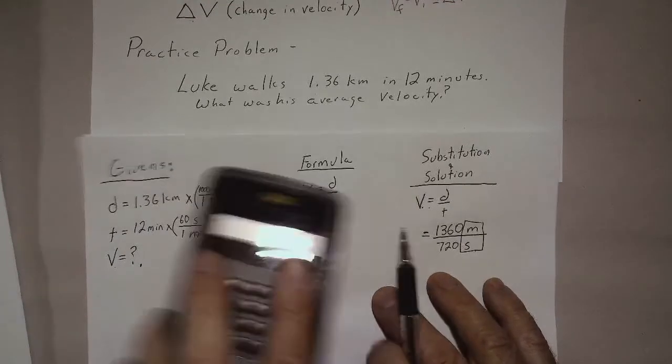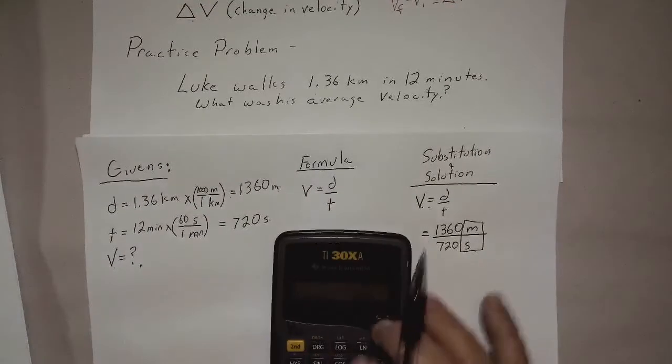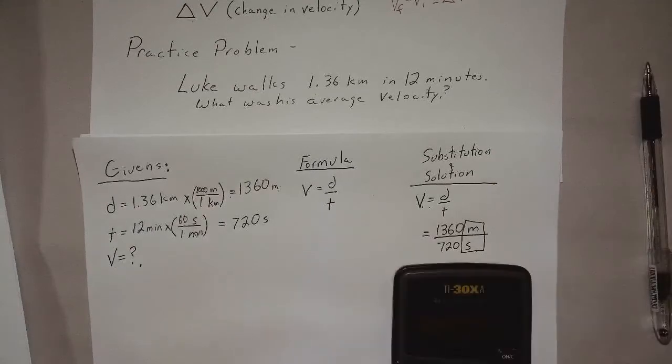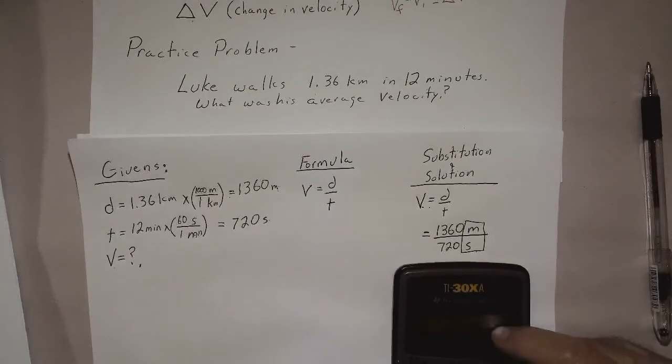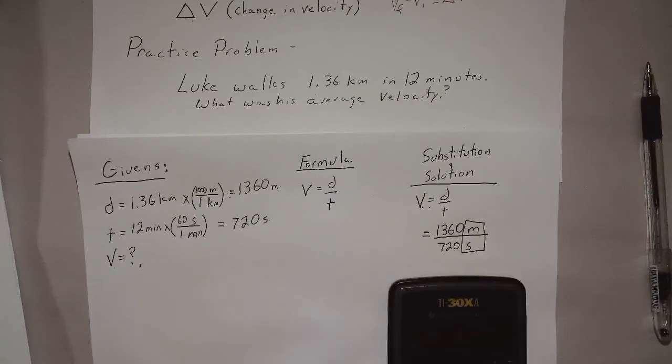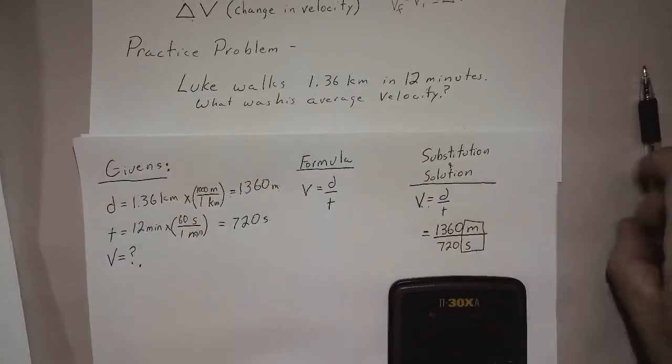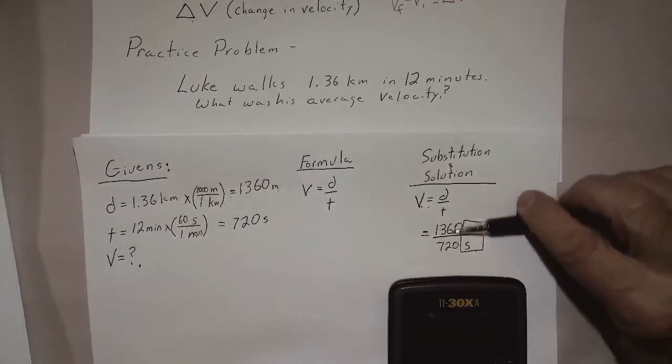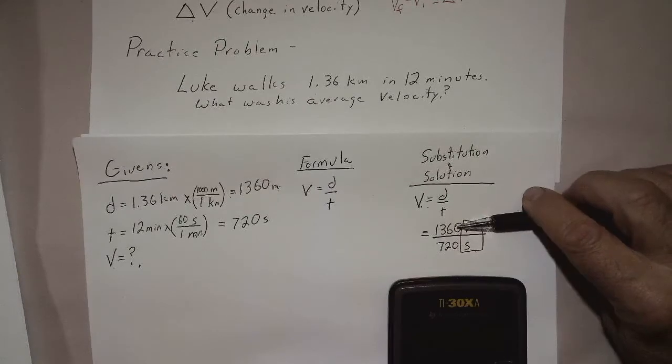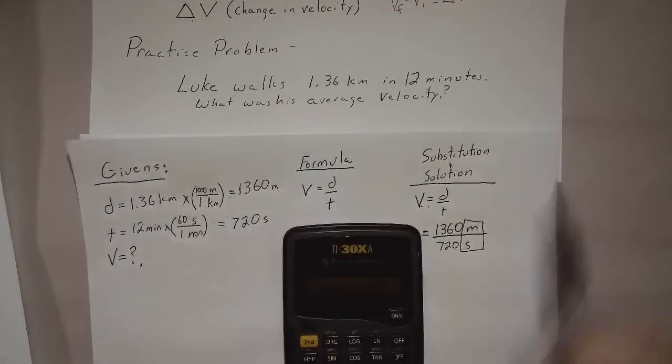The only thing you have to be careful of is entering it into the calculator correctly, which, well, pay attention as you do it. 1360. Is that the number? Yes, it is. What's the operation? Divided by 720, equals. Well, this is a bigger number than this. Do we know this is going to be larger than 1? Yes, we do. The answer?